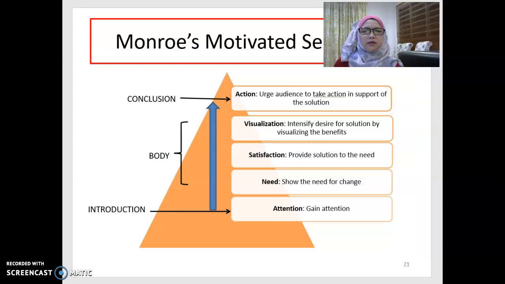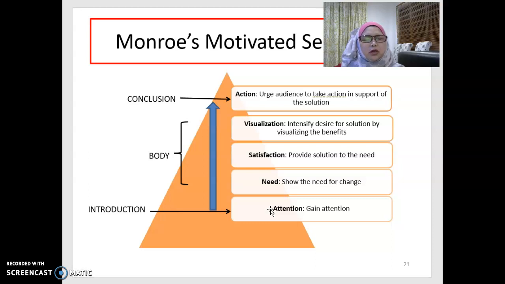So here we have the last one, the fifth one, which is Monroe's motivated sequence. This is very interesting, so please pay attention. It has five segments. What it does is it helps to guide you in what you need to say. Firstly, you need to direct their attention to the problem.